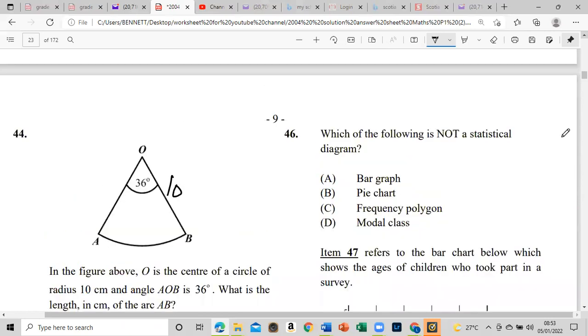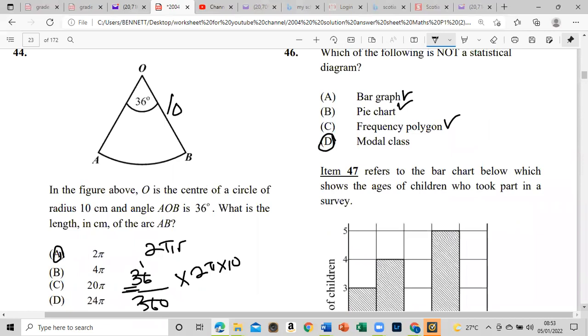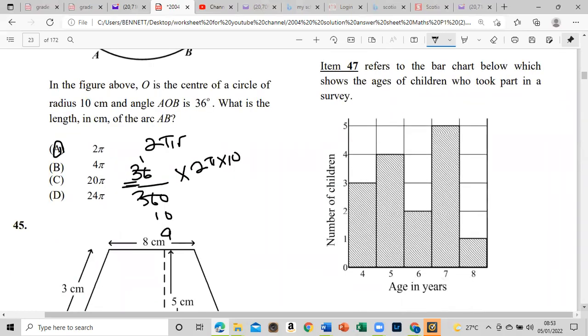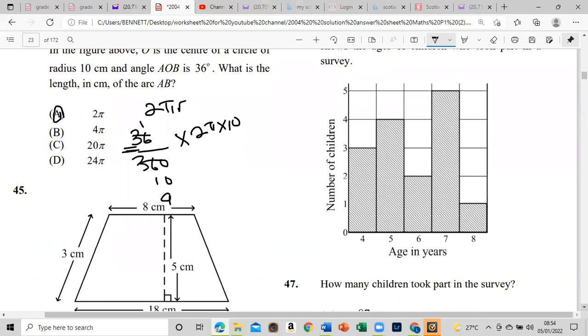Alright, so 46. Which of the following is not a statistical data? Bar graph, pie chart, frequency polygon, the modal class is not. Refer to the bar chart below, which shows the ages of children who took part in a survey. So ages and then the number of children. How many children took part in the survey?